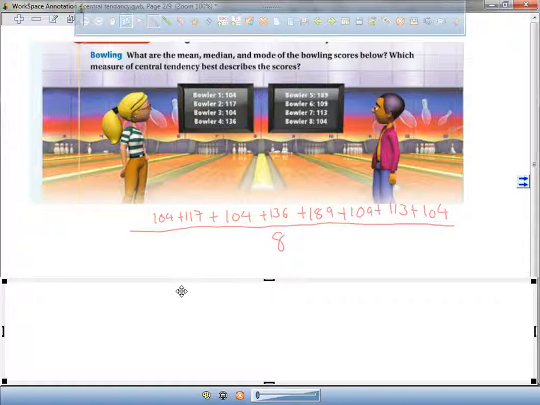104. What'd you get? Plus 117. Plus 104 again. Plus 136. Plus 189. Plus 109. Plus 113. Plus 104 equals, divided by... that's not right, I missed one.